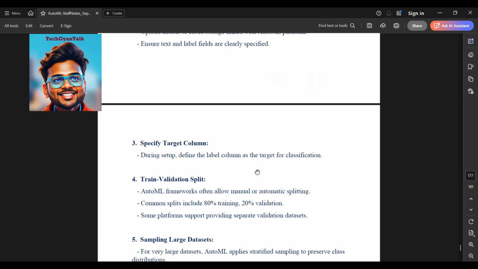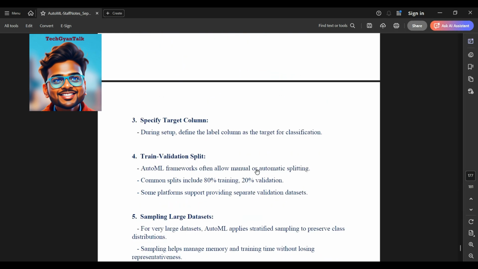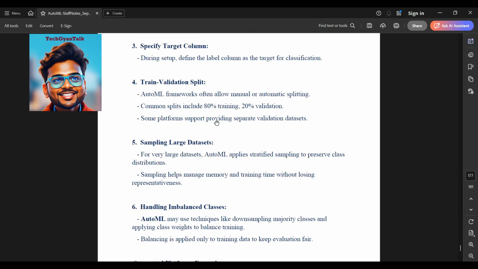And next is specify target column. During setup, define the label column as the target for classification. Train validation split: AutoML frameworks often allow manual or automatic splitting. Common splits include 80% training and 20% validation, and some platforms support providing separate validation datasets.